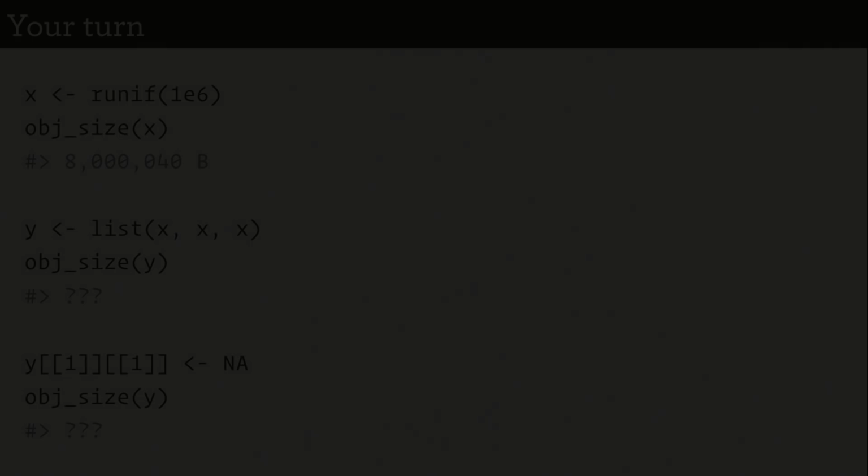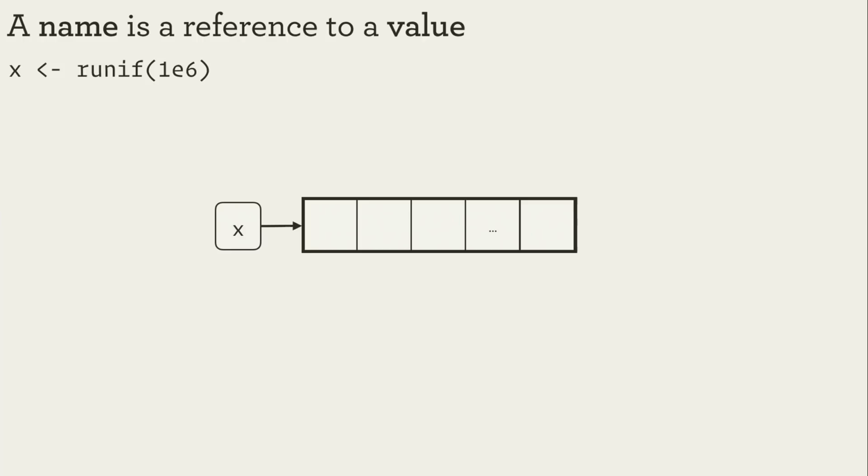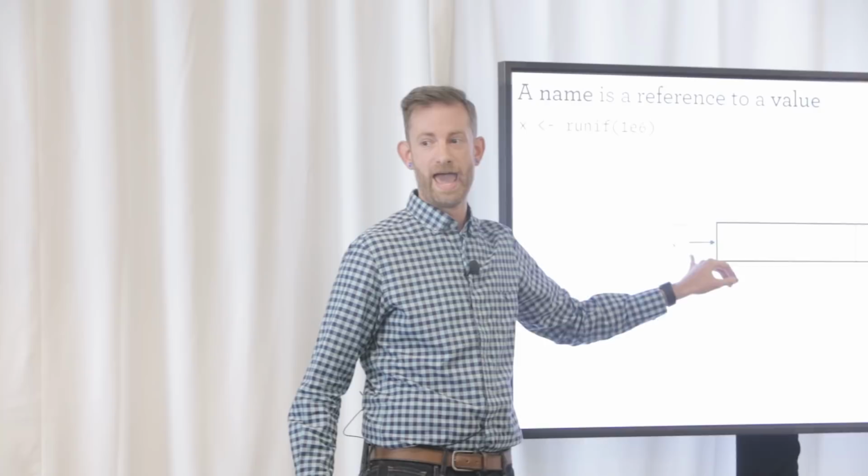It's easiest to understand with some pictures and to understand what the assignment arrow is actually doing. The assignment arrow is not creating an object. The runif function is creating the object. What the assignment arrow is doing is associating this object or this value with a name. And in R, this is basically like a reference. It's kind of like a pointer.